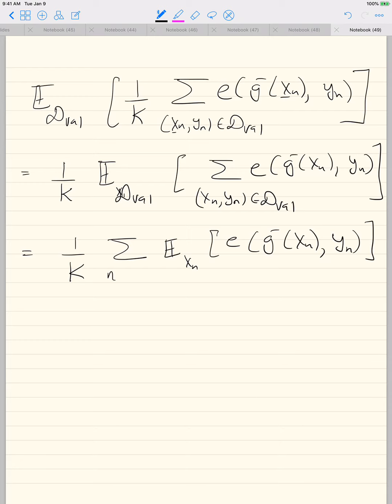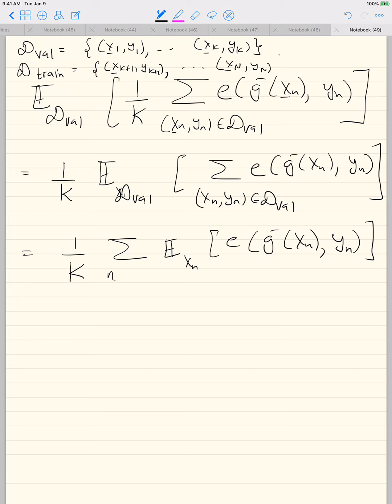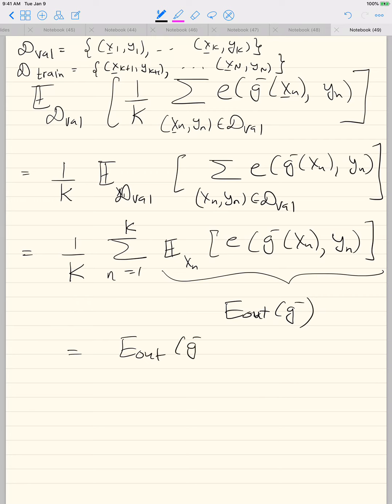And just for some simplicity in notation, we will assume that D val is the first k examples. It does not matter how you partition it, and we'll assume D train is the remaining examples. N of them go to D val and the remaining go to D train. Let's just assume the first k go to D val and the remaining n minus k go to D train. So now I can write this as a summation with n going from 1 to k. And for each xn, this is equal to E out. So the overall sum is equal to E out of G minus.